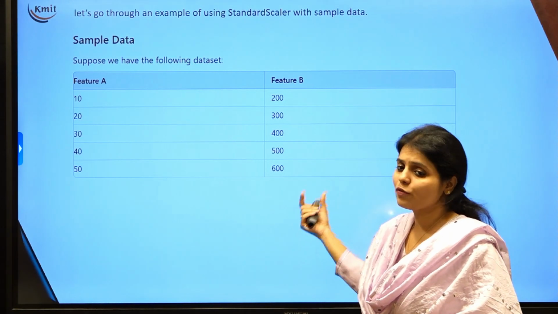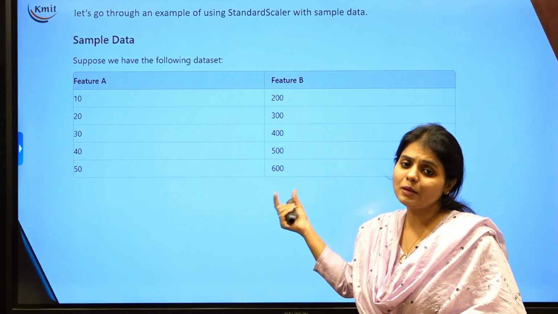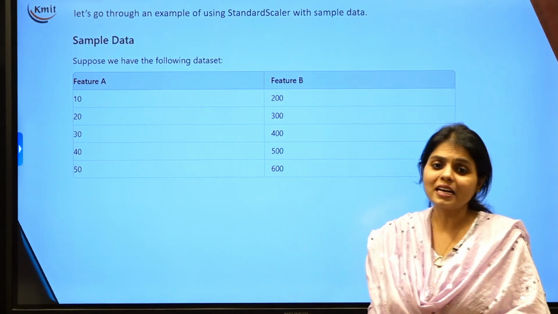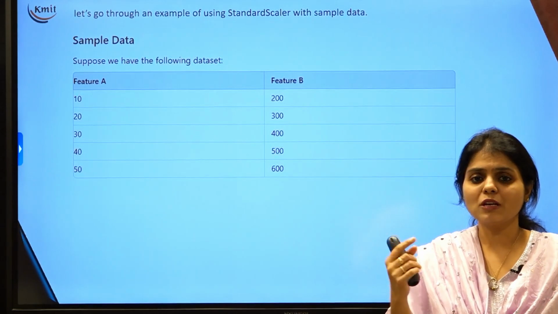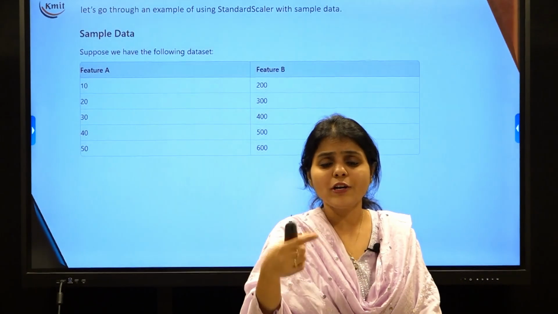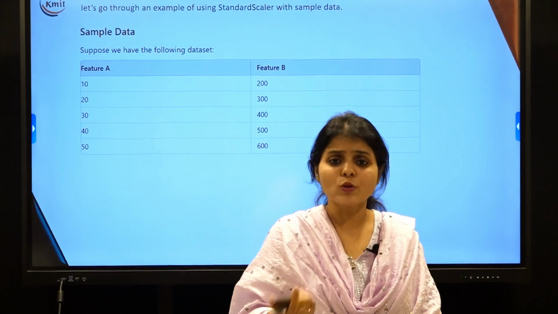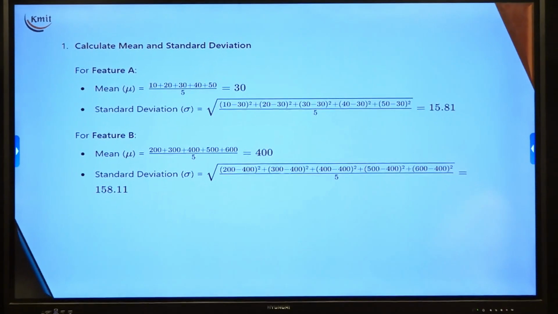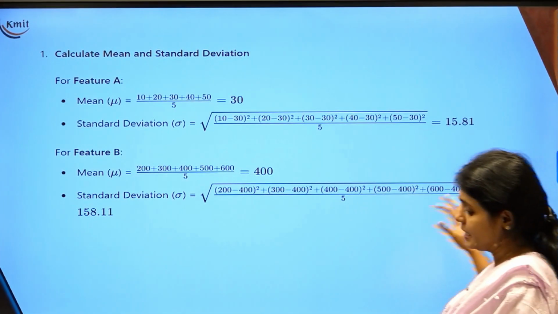So when a machine is fed this kind of data, it may understand that feature B is dominating feature A because it has greater values. The machine should not be given that idea, because it may discard feature A, thinking it is of no importance. So in order to avoid this discrepancy, we will apply standard scaling to this data.